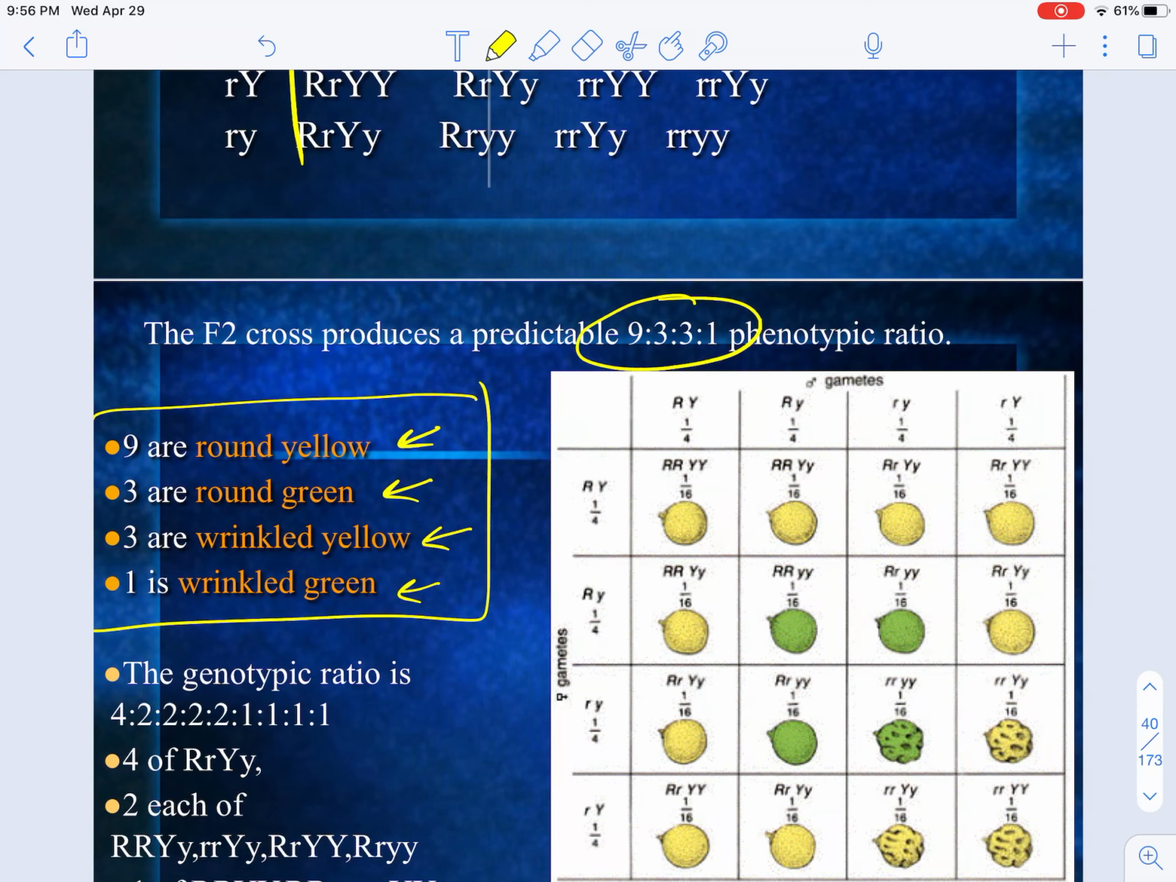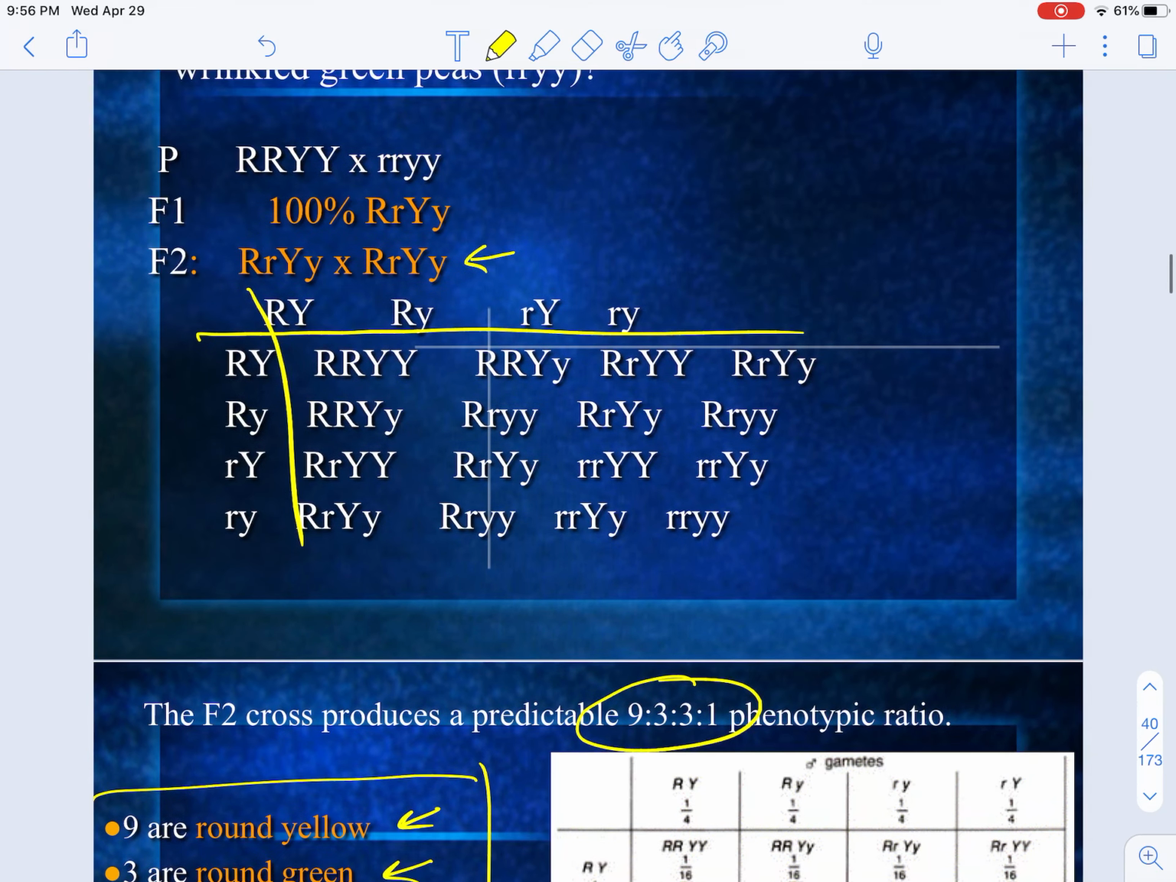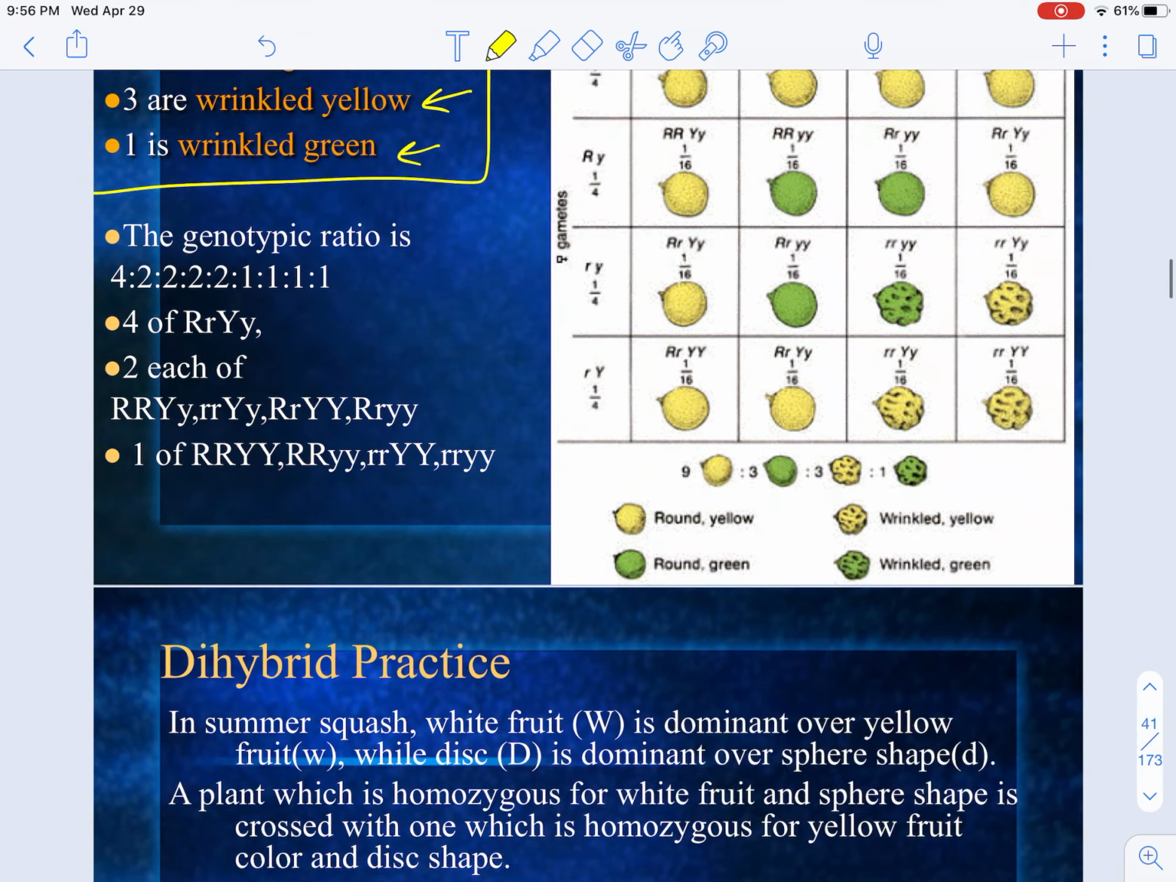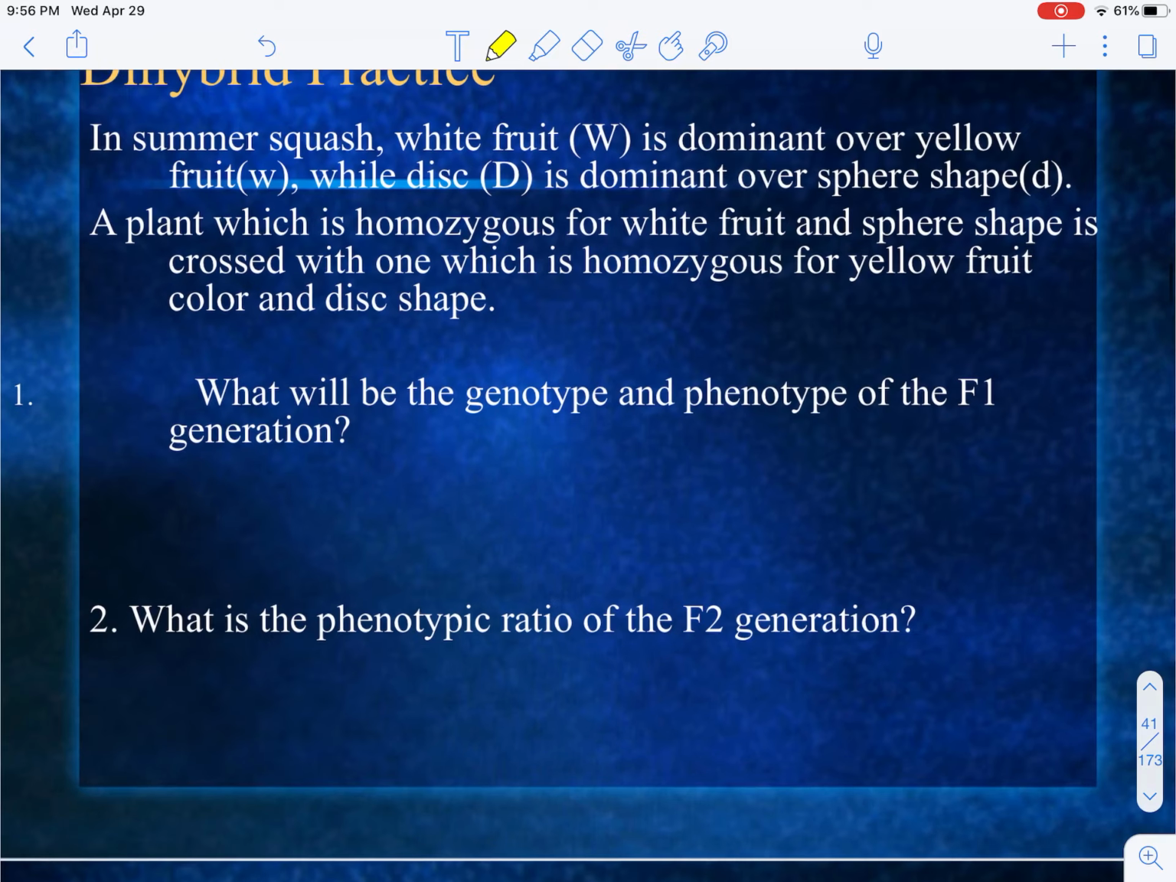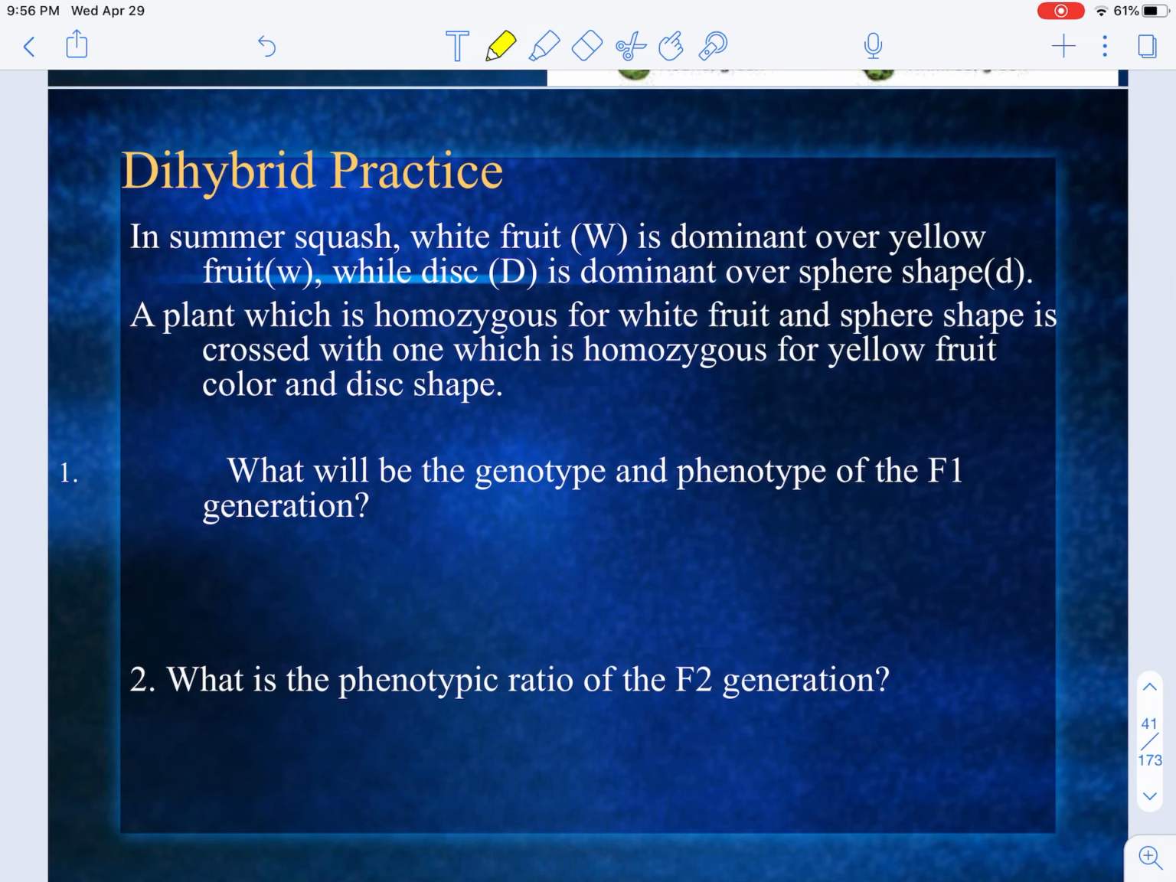Both dominant will be 9 of them. Dominant for one, recessive for the other, recessive for one, dominant for the other, recessive, recessive. It will always be 9-3-3-1 for offspring if they are ones that are heterozygous for both parents for both traits.